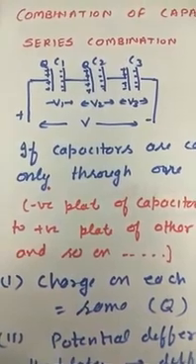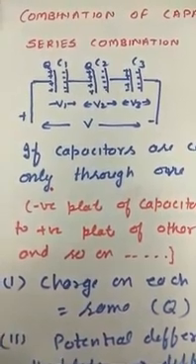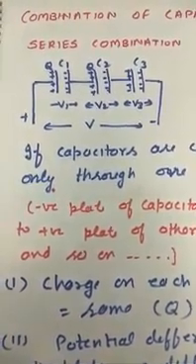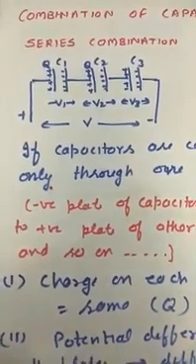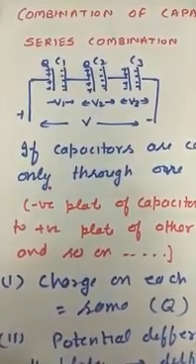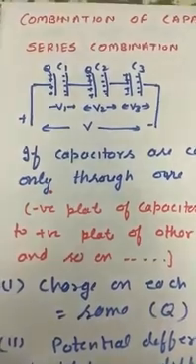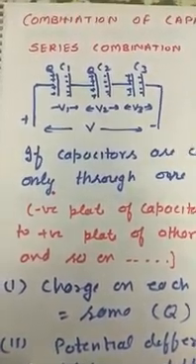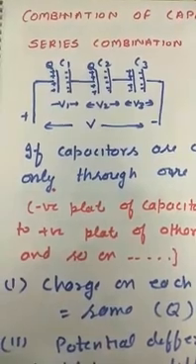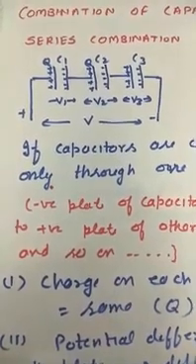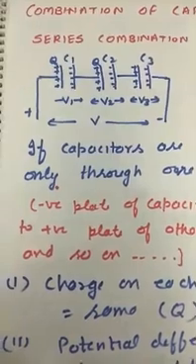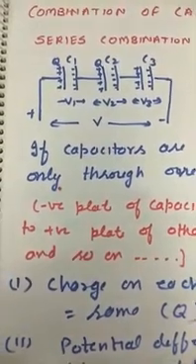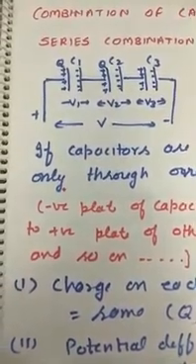If the capacitors are connected in such a way that if we go from one point to another, we have to go through one path only. Capacitors are connected through one path only, that is, the negative plate of one capacitor is connected to the positive plate of the other, and so on. Now if these are the capacitors C1, C2 and C3, they are connected in this way.